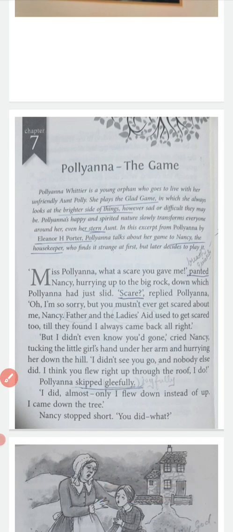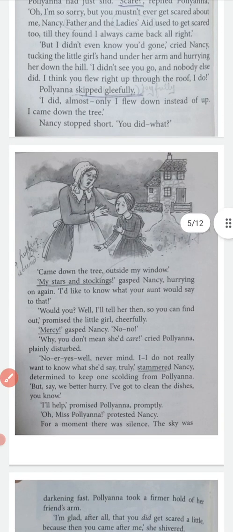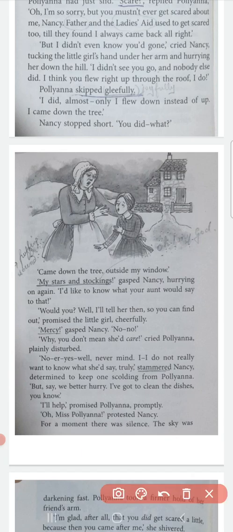You did what? Came down the tree outside my window. My stars and stockings. See, here they have used the word "my stars and stockings." It means, oh my god. Sometimes we use this kind of words in our daily life like an exclamation, a word of exclamation. Oh my god. Hey Bhagwan. So, all these are an exclamation. So, what kind of exclamation is Nancy using? She is using "My stars and stockings." This exclamation you will find a lot of times in the chapter.